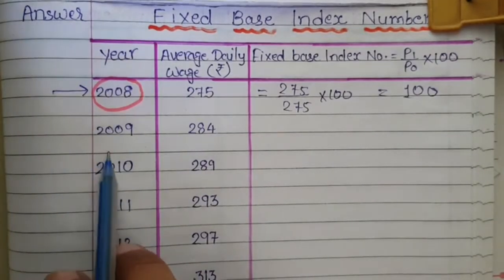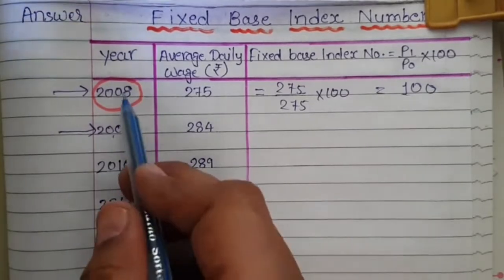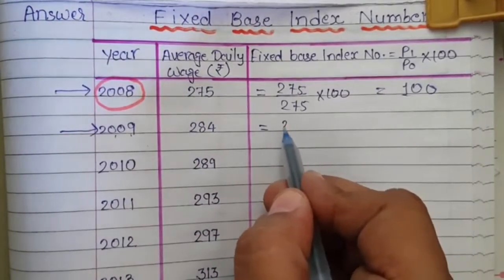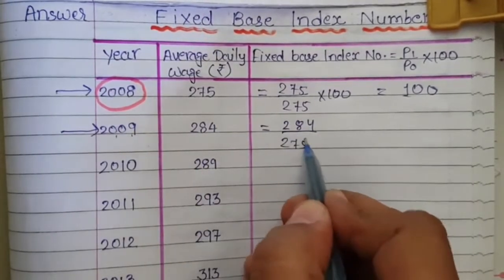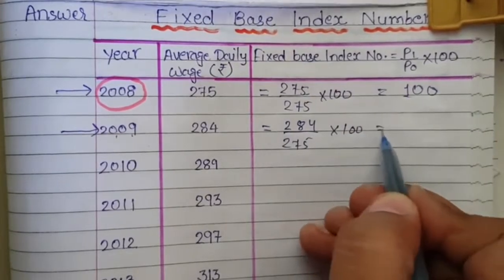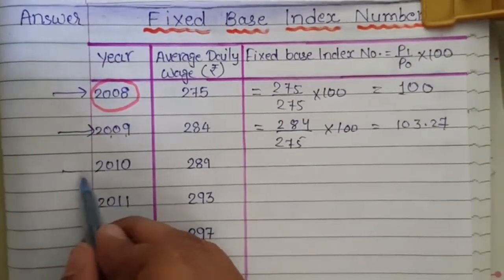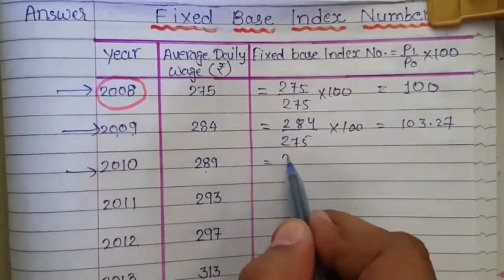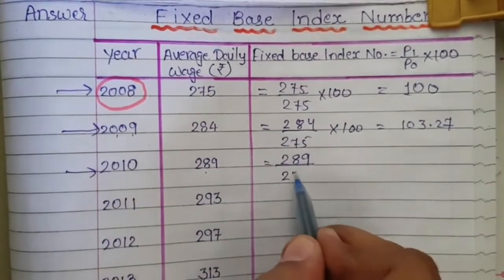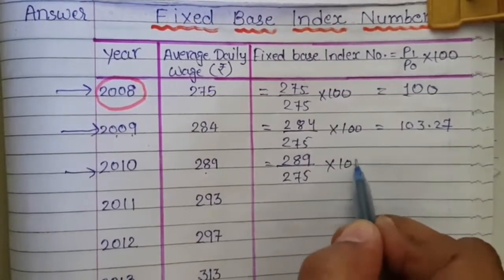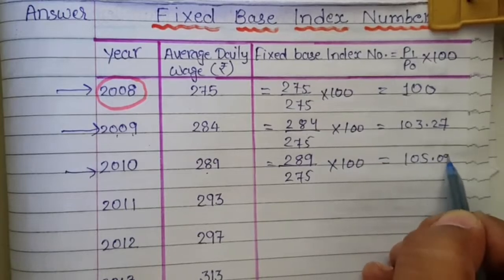Now for 2009, the current year is 2009 but the base year will be the same 2008, meaning price of current year is 284 and the price of base year is still 275, multiplied by 100, we will get 103.27. For 2010, current year price is 289, but we have to take the same base year 2008, and the base year price is 275, multiplied by 100, we will get 105.09.